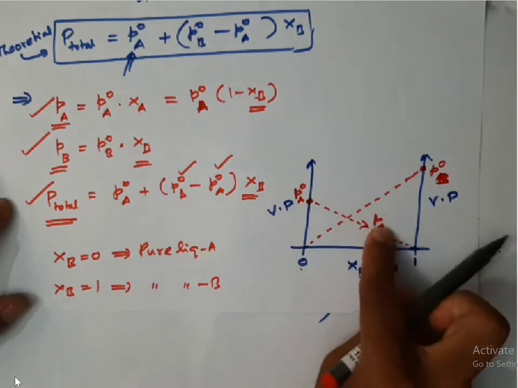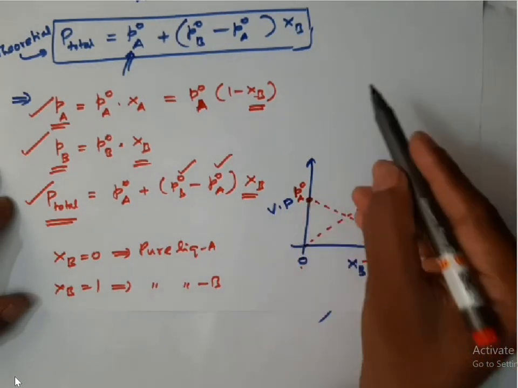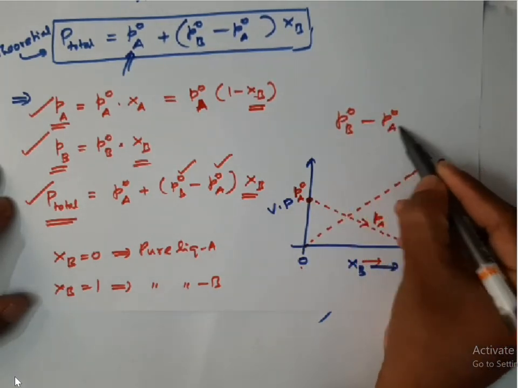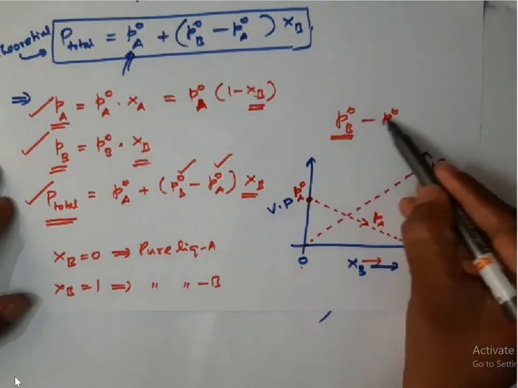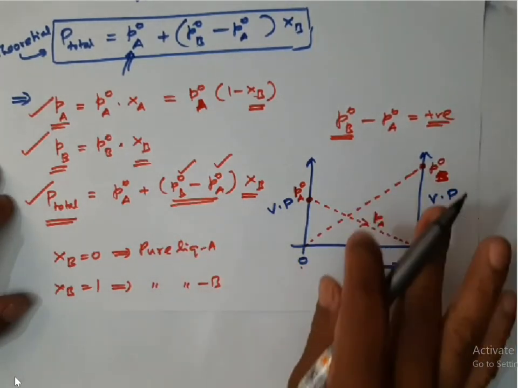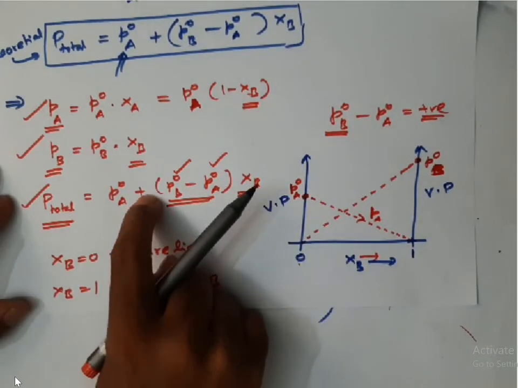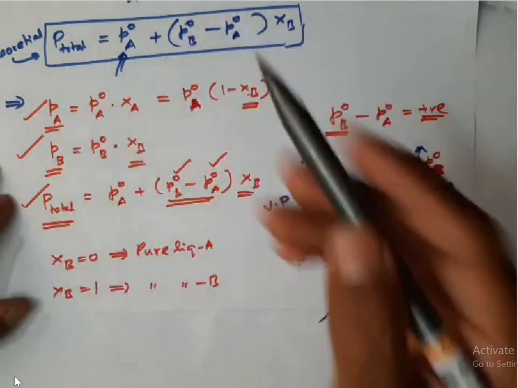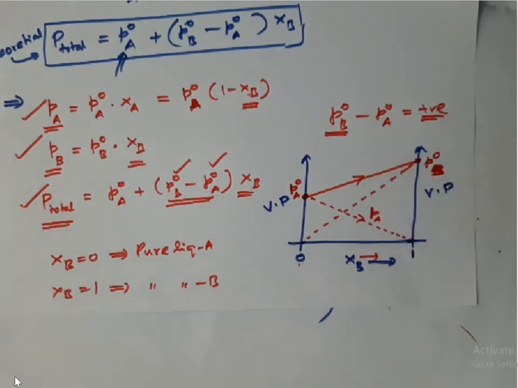Students listen, in this case I have taken P naught B greater than P naught A. P naught B value is high, P naught A value is low. Therefore P naught B minus P naught A is a positive quantity in this case. I am assuming like that. If this is positive, then if mole fraction of B increases, total pressure also increases. So this line indicates total pressure.